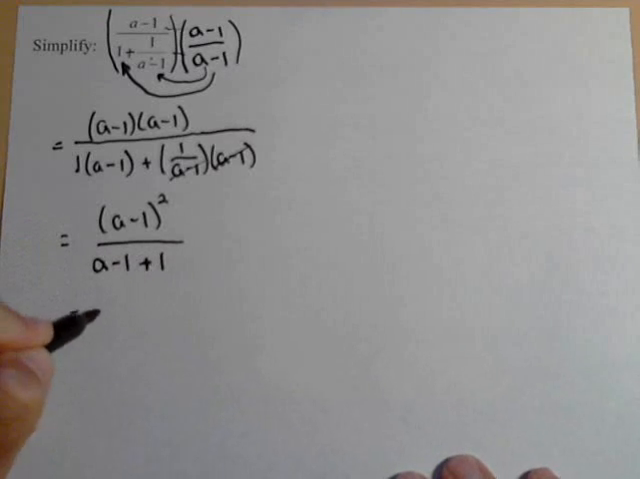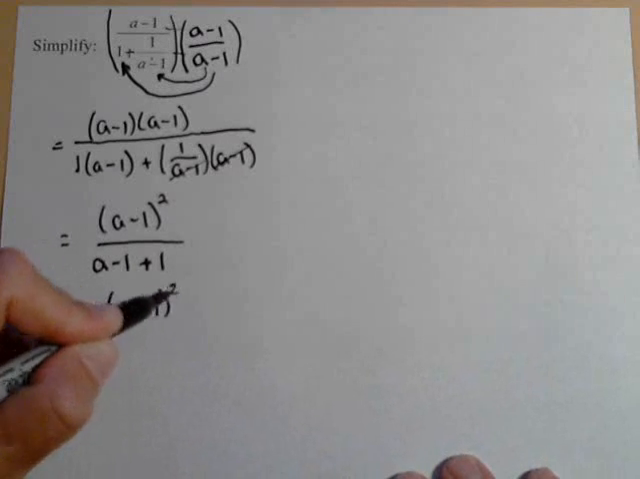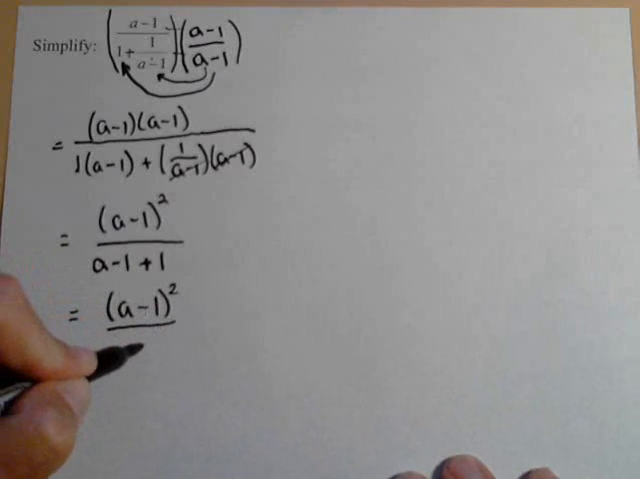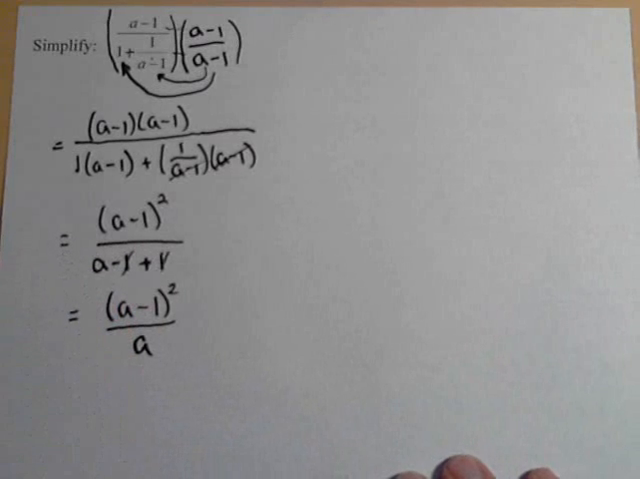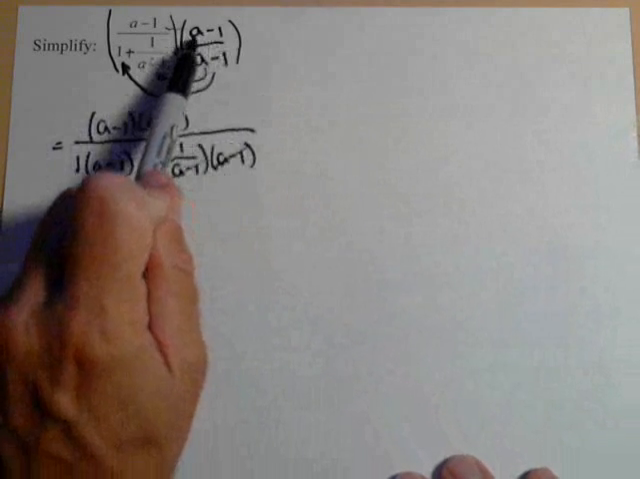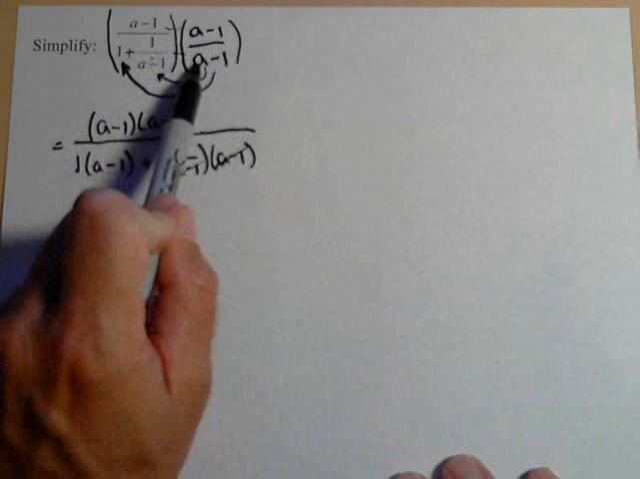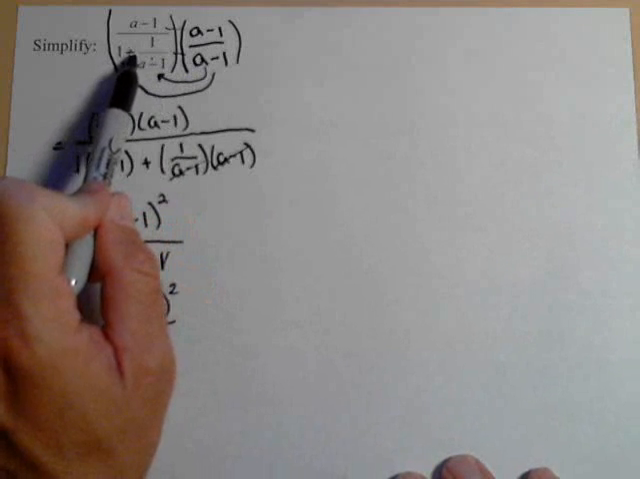So this is equal to a minus 1, the quantity squared, all over a, because we got a negative 1 and positive 1, so those are going to cancel. And that's how we can simplify. So the first step is the most crucial, which is to multiply by the least common denominator on top and bottom. And then the other thing to remember is you must distribute over any addition or subtraction.